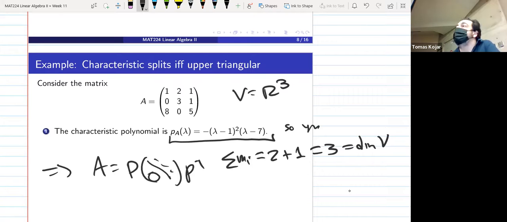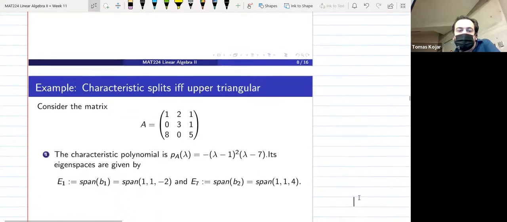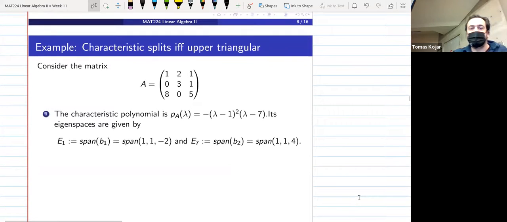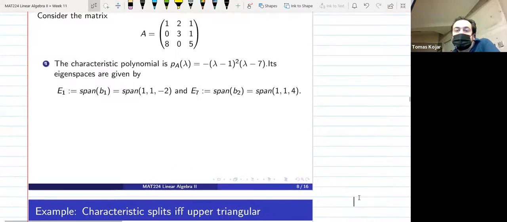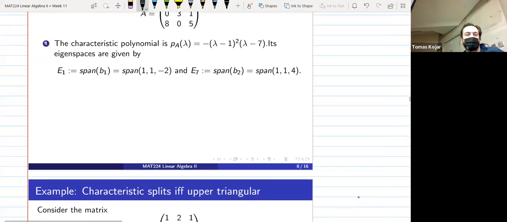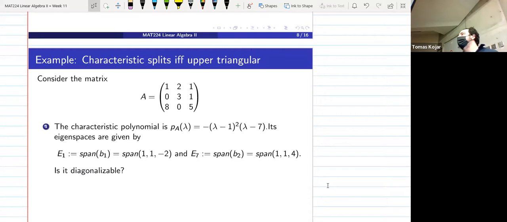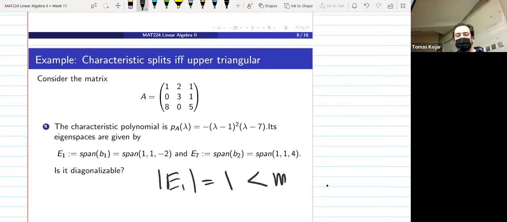So let's do that. First, you find the eigenvalues, so 1 and 7. Then you find the eigenvectors. I'm not going to do that because it's 3 by 3 and it'll take a while. You only have two eigenvectors. So let me ask you, is it diagonalizable? Why not? Perfect. Here the dimension of E_1 is 1, which is strictly less than m_1, which is 2.